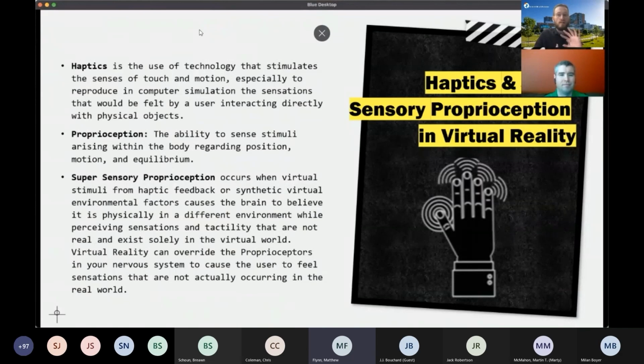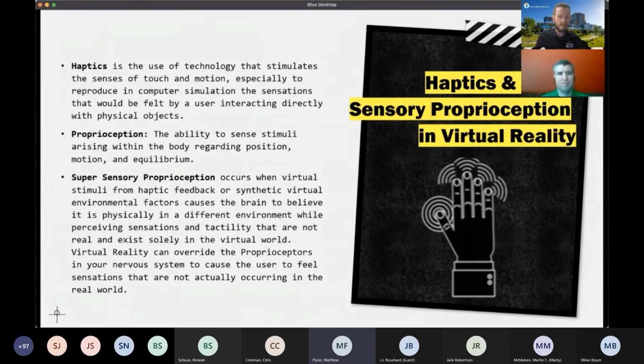So now we're going to talk about this phenomenon that's particular to VR that I find just extremely fascinating. It's the use of haptics and what happens with what's called supersensory proprioception. That'll be your fancy new word to impress your friends.